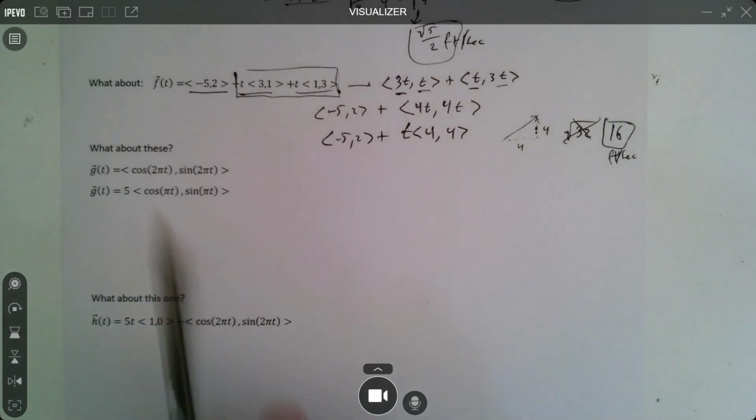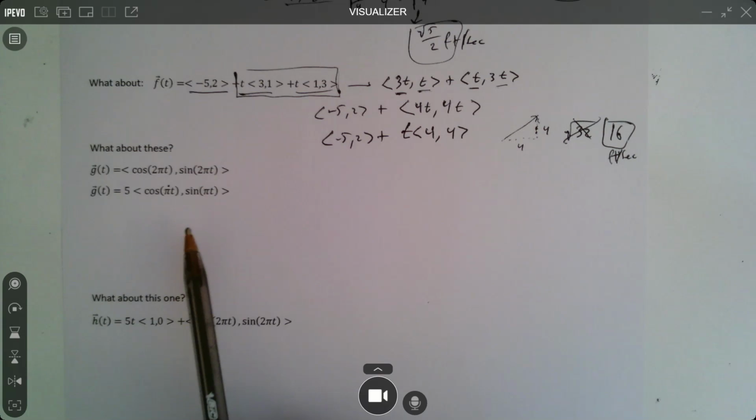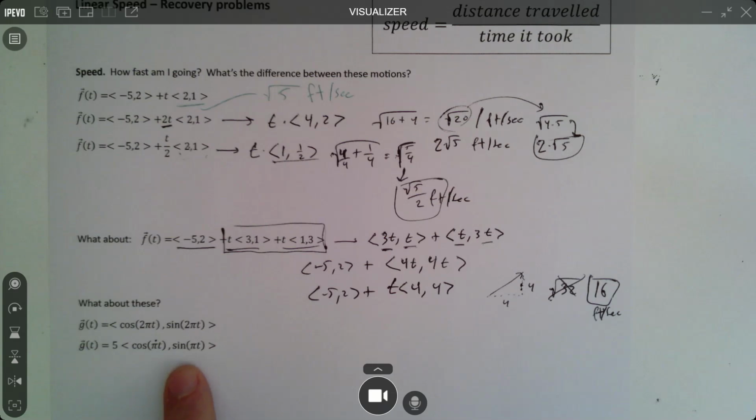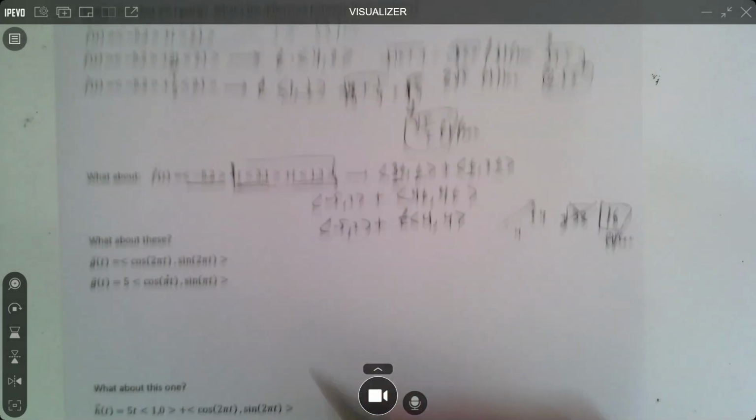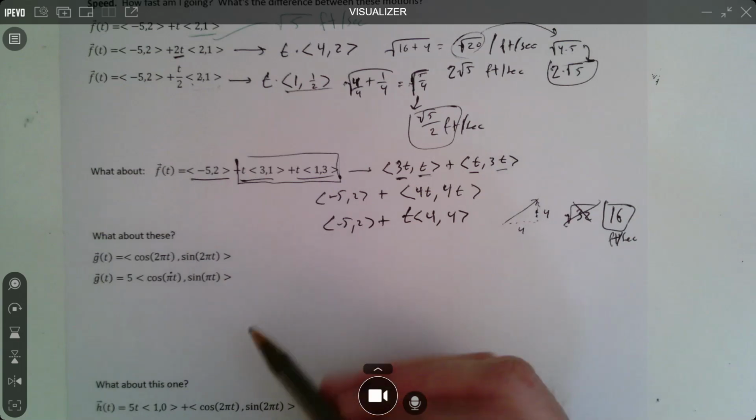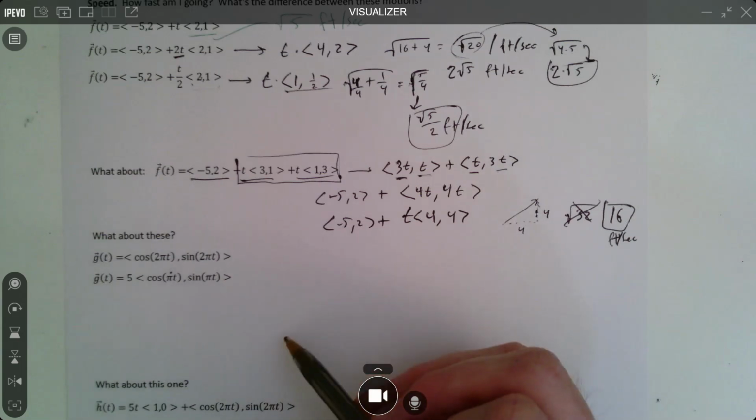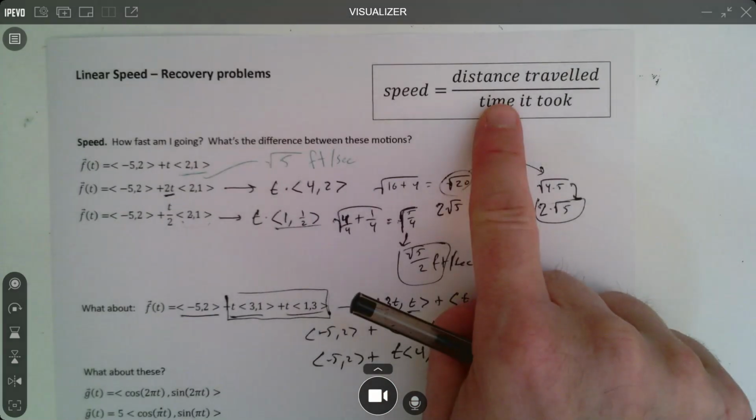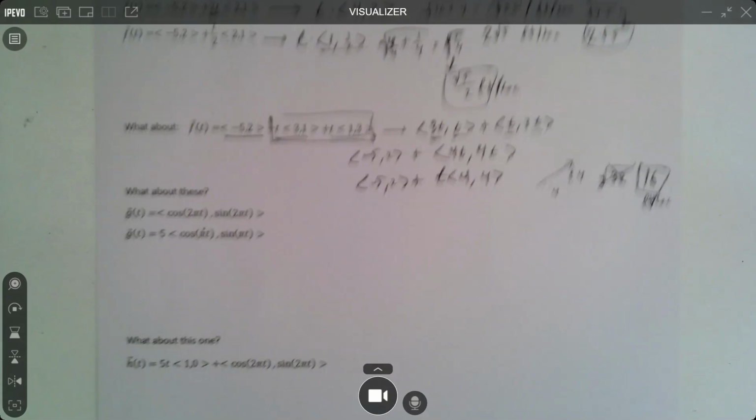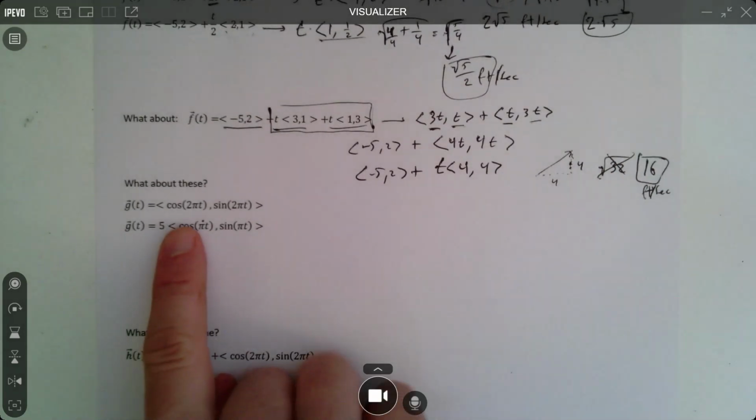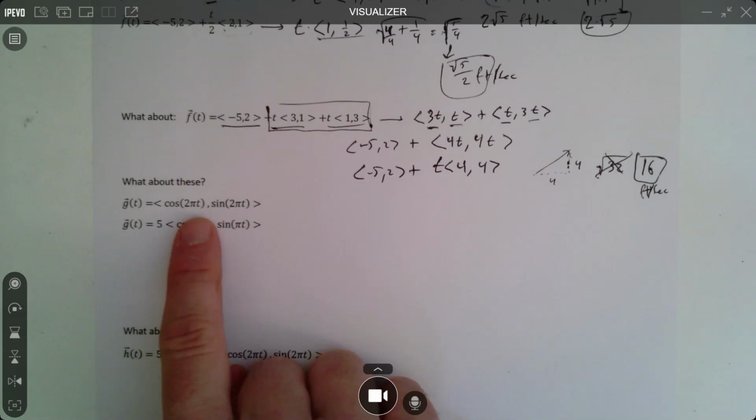Okay, well, what about these ones? You recognize these as being circular motion, but I'm not going to ask about the rotational speed. I'm not going to ask about how fast the angle is changing over time. I'm still going to ask about linear speed. And even if you're moving in a circle, if you're measuring your speed in feet per second, if you're measuring your speed as distance traveled over time, we're still calling it linear speed. Okay, so how fast am I moving if I'm moving along this vector?